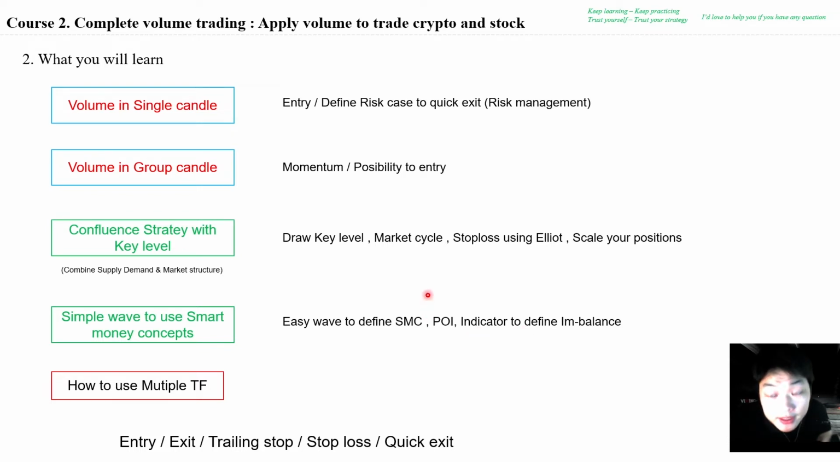And also after this course, I will guide you on how to combine key level strategies and smart money concept to be one of the consistent strategies to use most effectively in trading, also in investing. All the secrets behind these strategies will be shared in this course, also combined with the volume and how to use multiple time frames. I will talk about multiple time frames, how many time frames you need to use, and the most simple way to use multiple time frames to analyze the market.